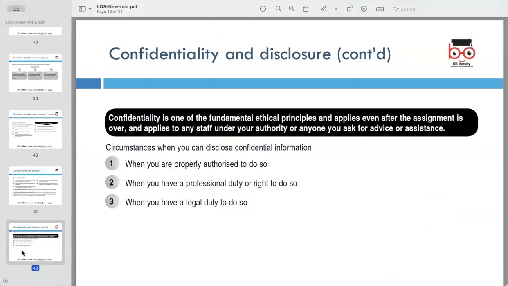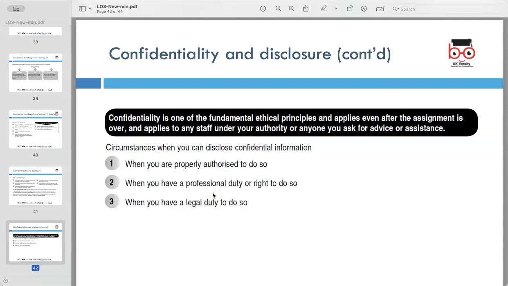Confidentiality remains paramount even after the completion of an assignment, and applies to all individuals under an accountant's authority or consulted for advice. However, there are instances where disclosure of confidential information may be warranted. An accountant may disclose confidential information when properly authorized to do so, when there is a professional duty or legal right to disclose, or when there is a legal obligation to do so.